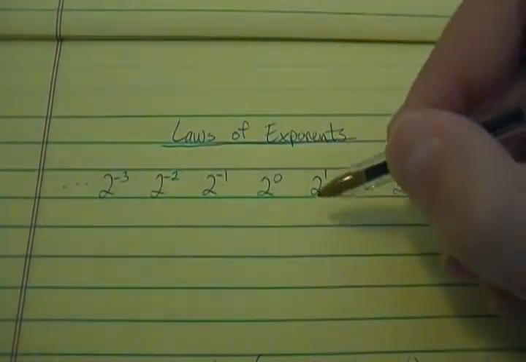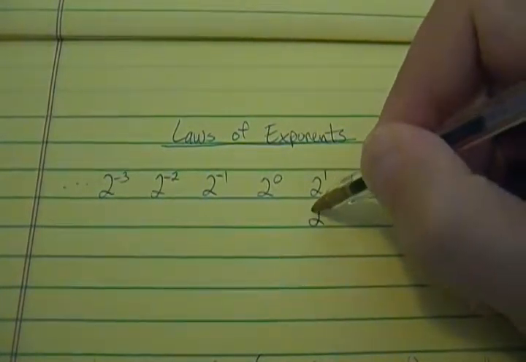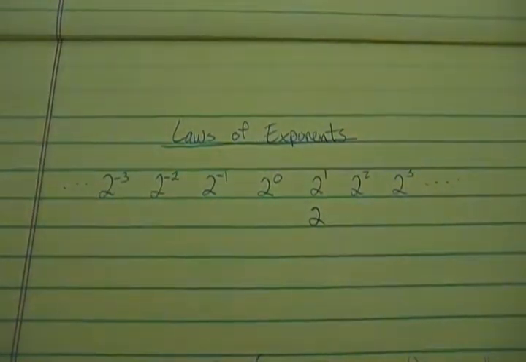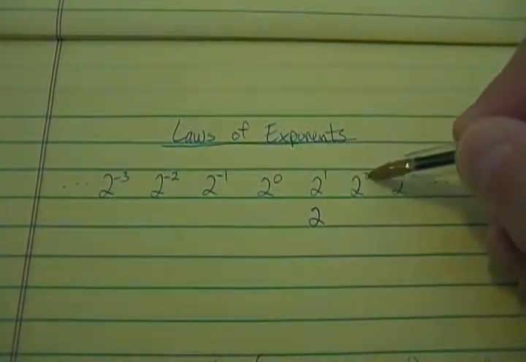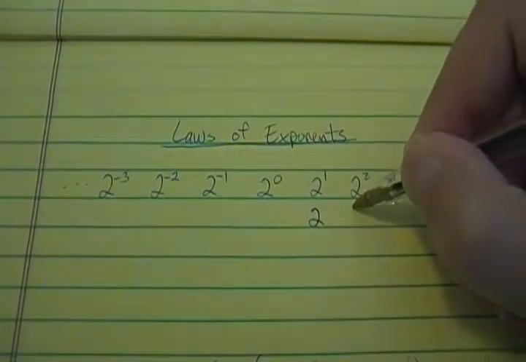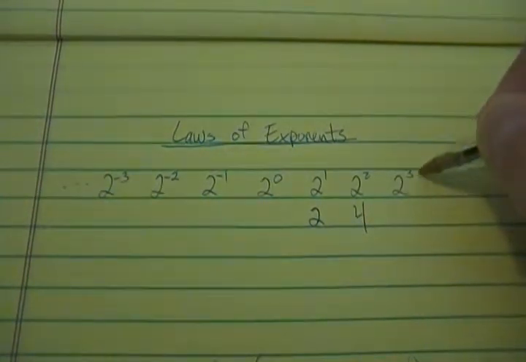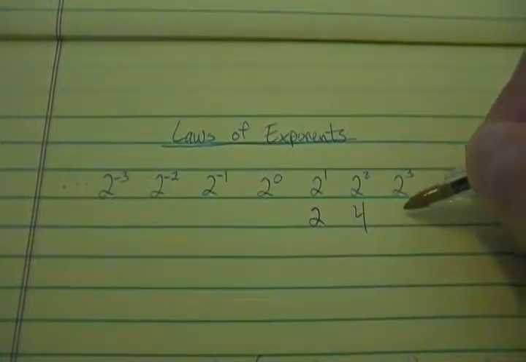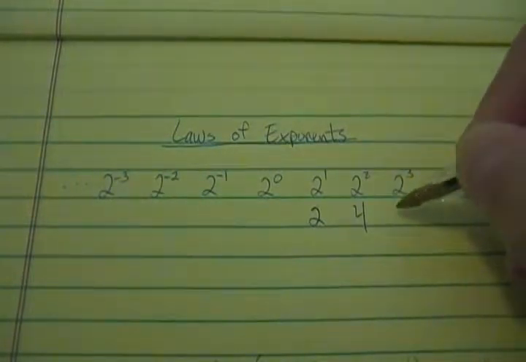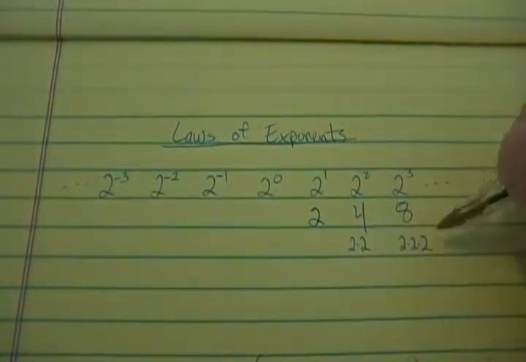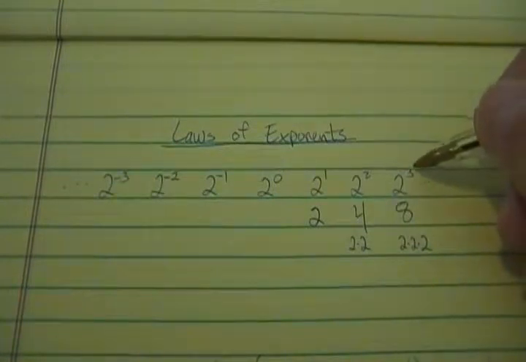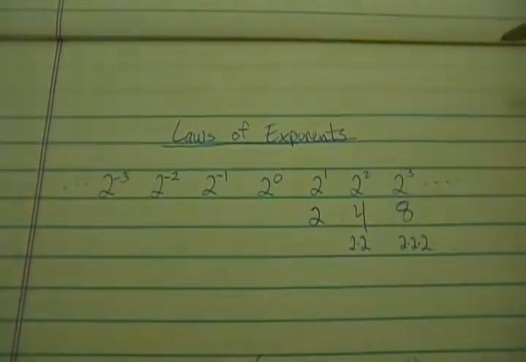2 to the first power is just 2. Anything raised to the first power is just itself. 2 to the second power means the base number 2 multiplied by itself 2 times. So 2 times 2 gives us 4. 2 to the third power means the base number 2 multiplied by itself 3 times. So 2 times 2 is 4, times 2 again gives us 8. So this one was 2 times 2, this one was 2 times 2 times 2. So it's the base number multiplied however many times the exponent says. That's the meaning of a positive exponent.